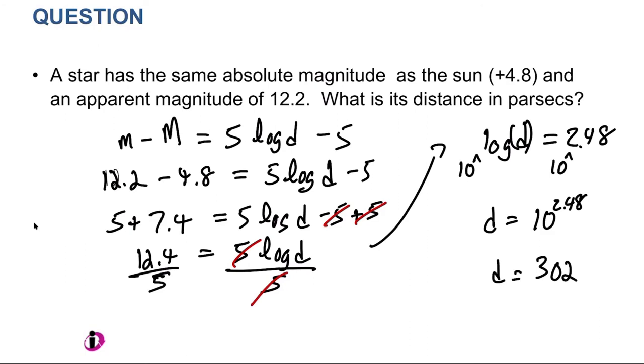Now, what are the units on this? Again, this is one of those equations where the distance always has to be in the right unit. And the unit in this case is parsecs. So this star will be 302 parsecs away from us.